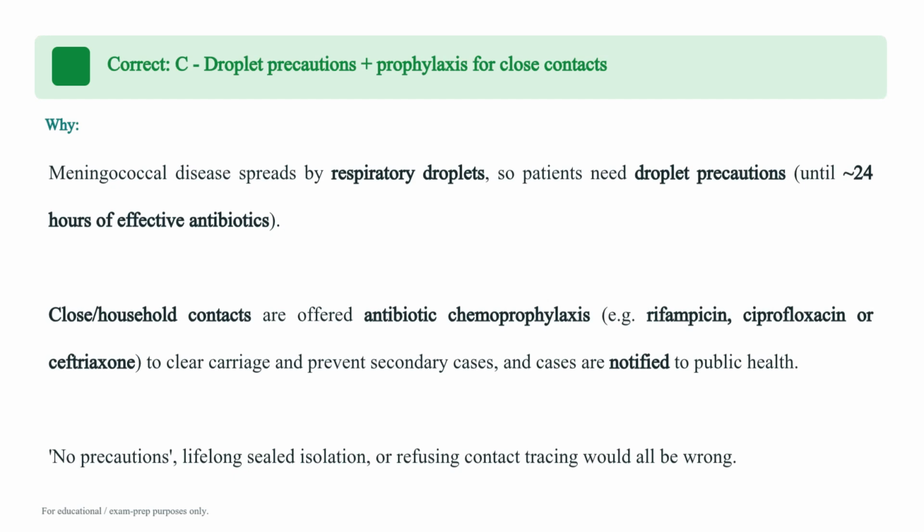The answer is C. Droplet precautions plus antibiotic prophylaxis for close contacts. Meningococcal disease spreads by respiratory droplets, so patients need droplet precautions until about 24 hours of effective antibiotics. Close and household contacts are offered antibiotic chemoprophylaxis, such as rifampicin, ciprofloxacin, or ceftriaxone, to clear carriage and prevent secondary cases, and cases are notified to public health. No precautions, lifelong sealed isolation, or refusing contact tracing would all be wrong.